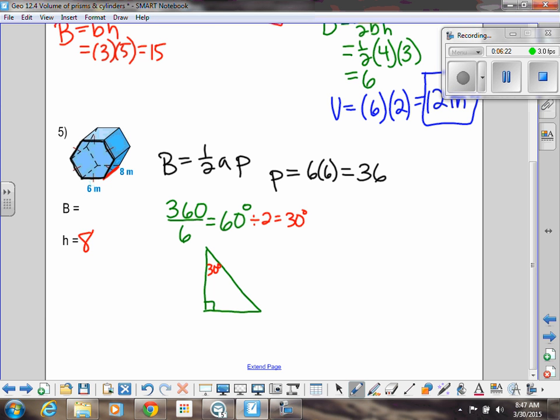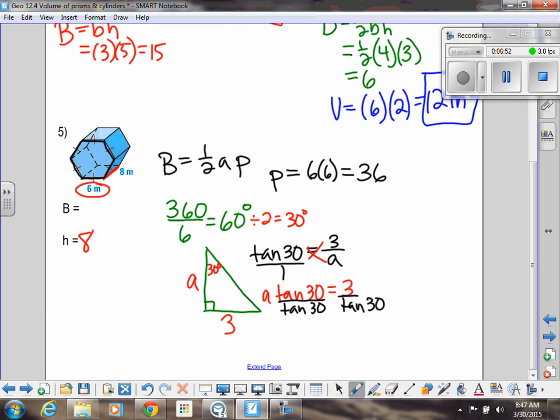And if I do half of the base, that's going to be 3, because I did half of 6. And the apothem is this side. So we're going to do our SOHCAHTOA, that's tangent of 30 equals 3 divided by A. Cross multiply. Remember, that's like over 1. So if we cross multiply, I'm going to get A tangent of 30 equals 3. And I'm dividing both sides by tangent of 30. So if I do that, 3 divided by tangent of 30, it's going to give me 3 root 3.